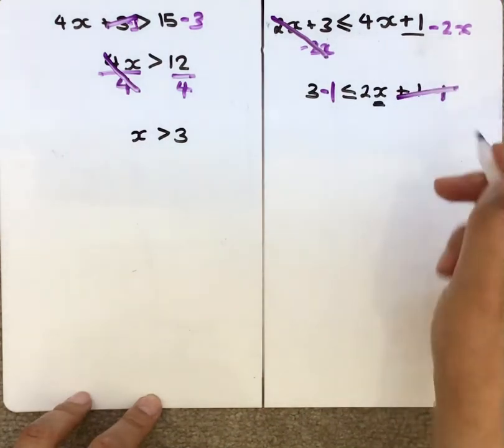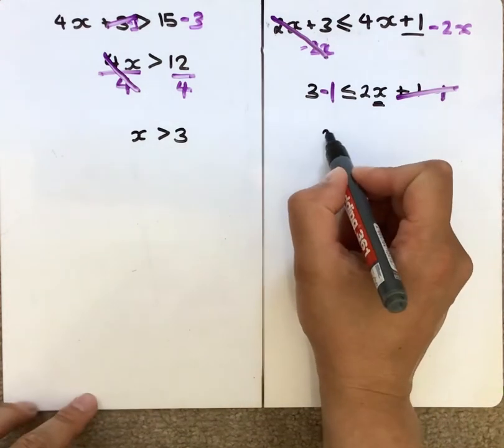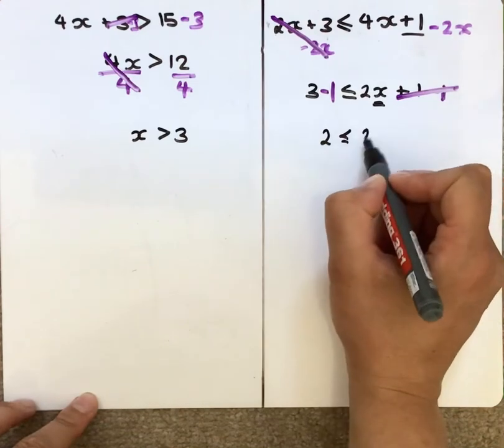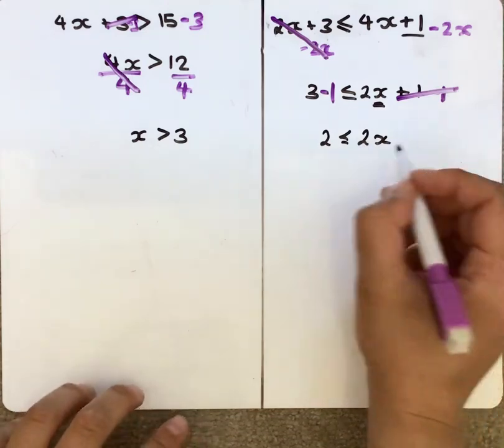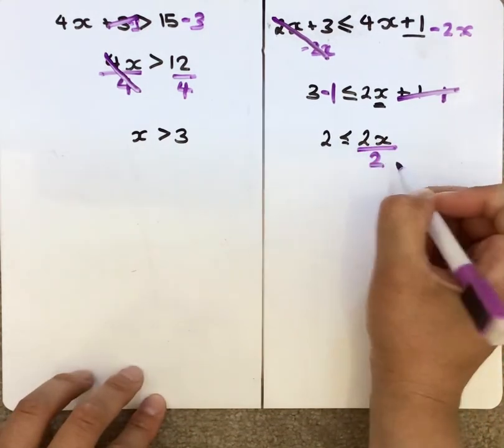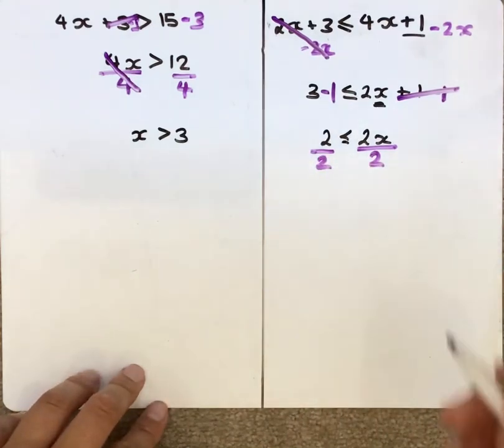That means my plus 1 and my minus 1 can cancel. And on the left hand side, I've now got 2. And on the right hand side, I've got 2x. Now I need to get rid of the 2. It's a 2 times x. So to get rid of the 2, I need to divide by 2. And I need to do the same thing on the other side.